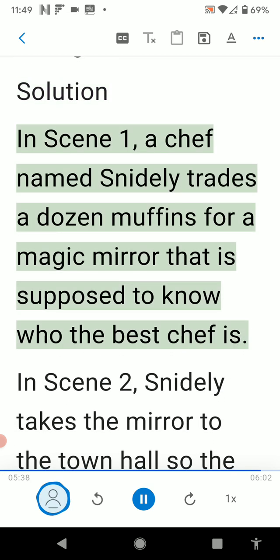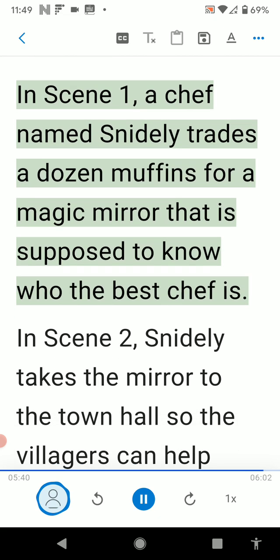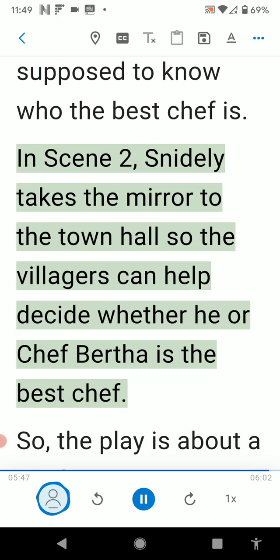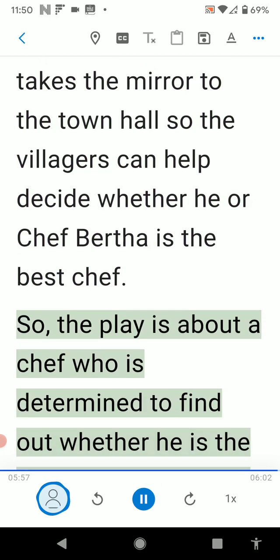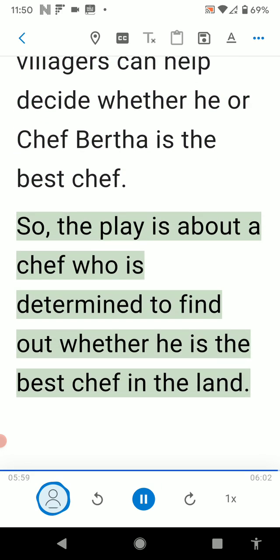Solution. In Scene 1, a chef named Snidely trades a dozen muffins for a magic mirror that is supposed to know who the best chef is. In Scene 2, Snidely takes the mirror to the town hall so the villagers can help decide whether he or Chef Bertha is the best chef. So, the play is about a chef who is determined to find out whether he is the best chef in the land.